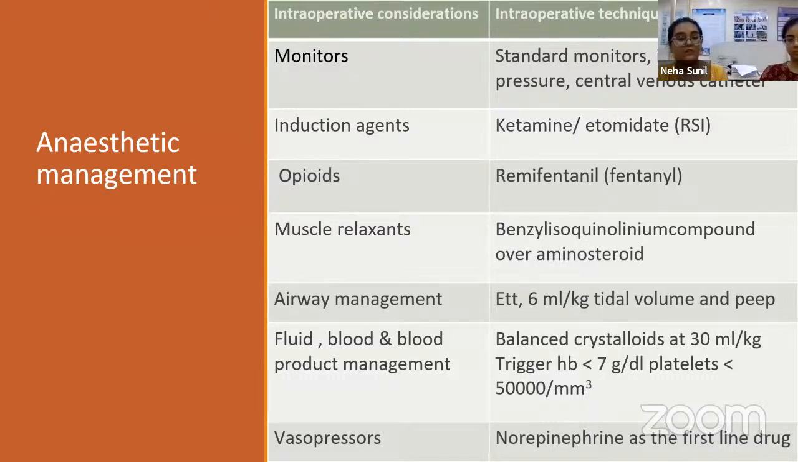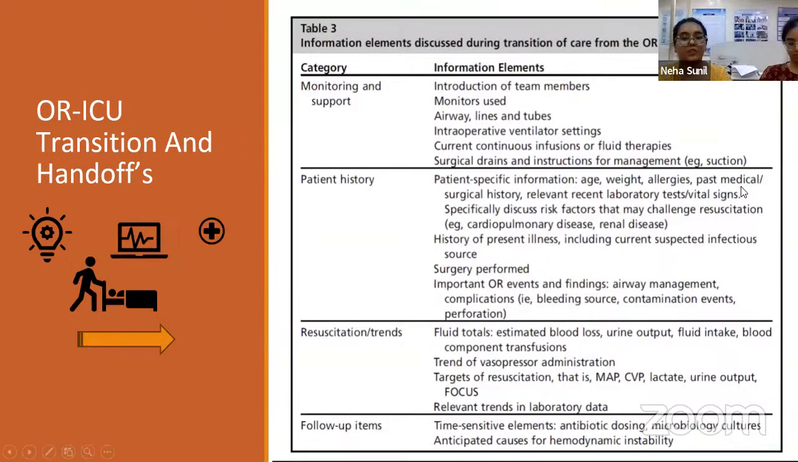For airway management, ET tubes of appropriate size, and we again use lung protective ventilation of 6 ml per kg tidal volume with high PEEP around 8 to 10 centimeters of water. Then fluid, blood, and blood product management, as we have discussed earlier: balanced crystalloid at 30 ml per kg. The trigger for blood transfusion will be hemoglobin less than 7 grams per dL and platelets less than 50,000, and vasopressors as and when required.